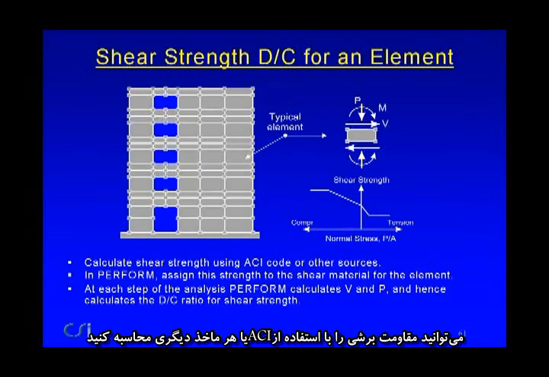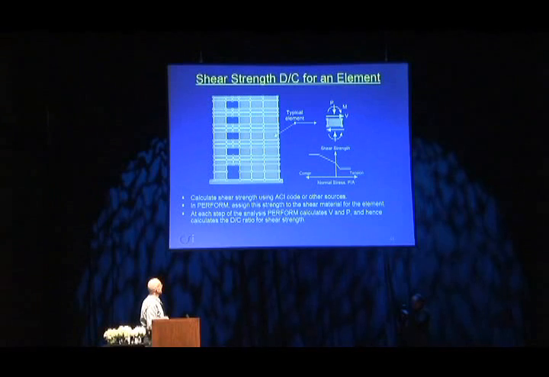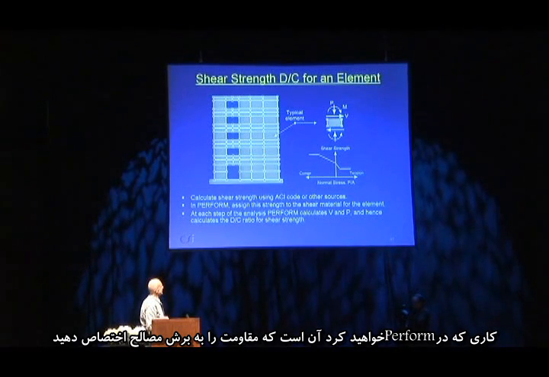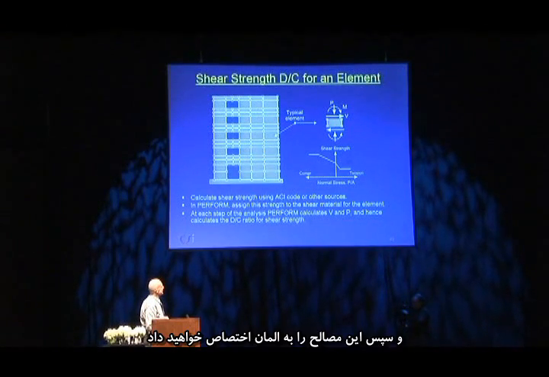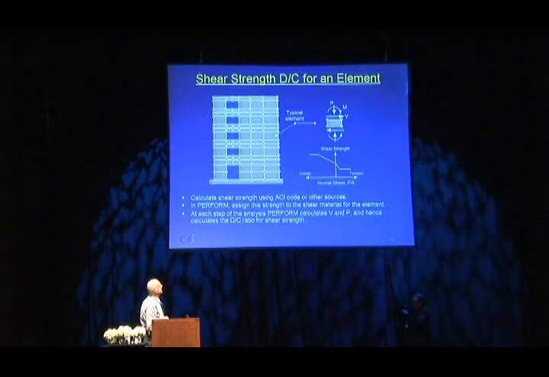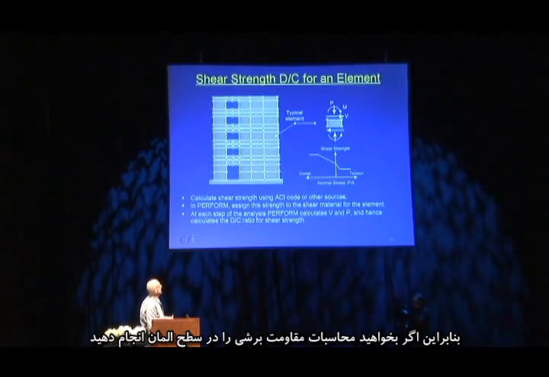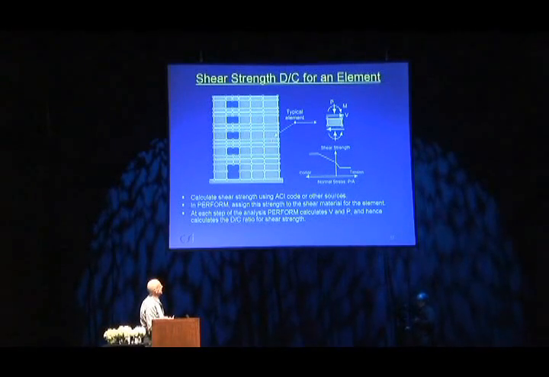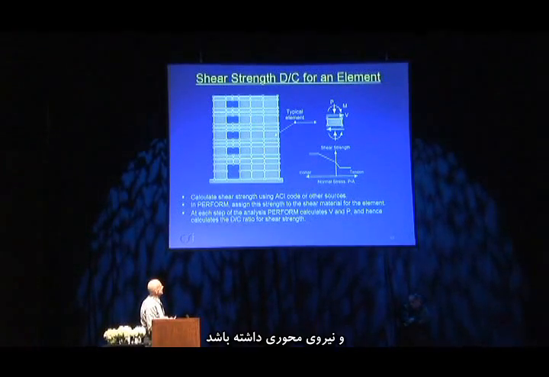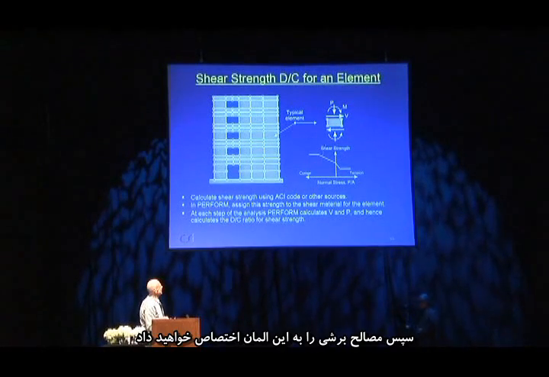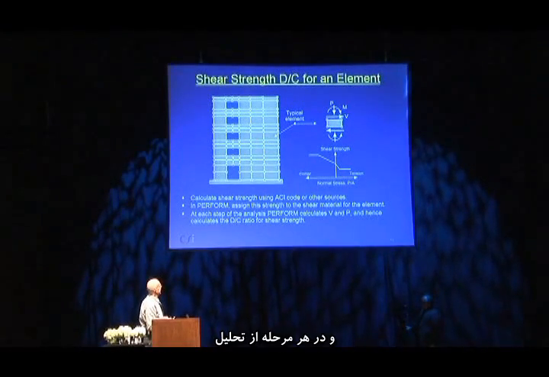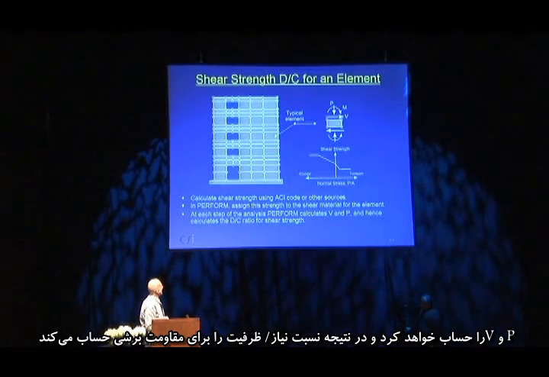You can calculate the shear strength using the ACI code or other sources. What you would do in Perform is assign the strength to a shear material, and then assign this material to an element. So if you were doing a shear strength calculation at the element level, you would take a typical element. It's got a shear force, it's got some axial force. You've assigned a shear material to this element, and so at each step in the analysis, it will calculate V and P, and it helps calculate the demand capacity ratio for shear strength.